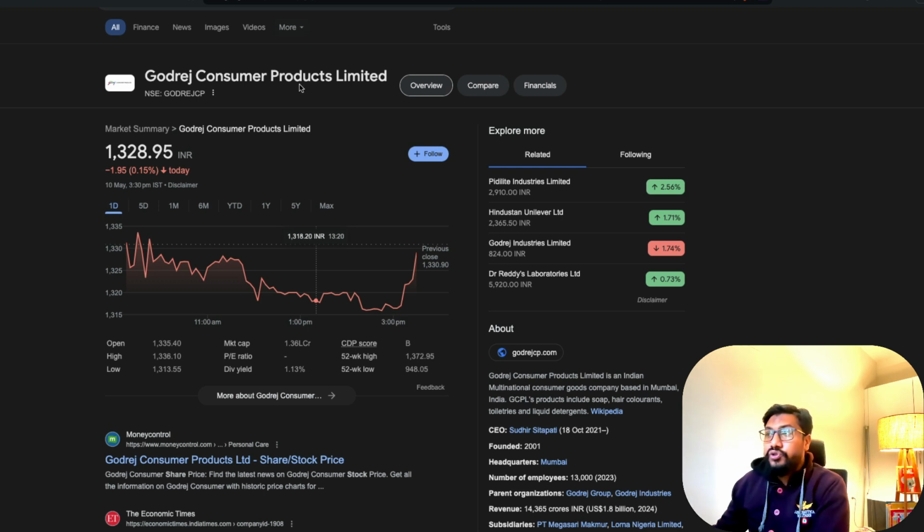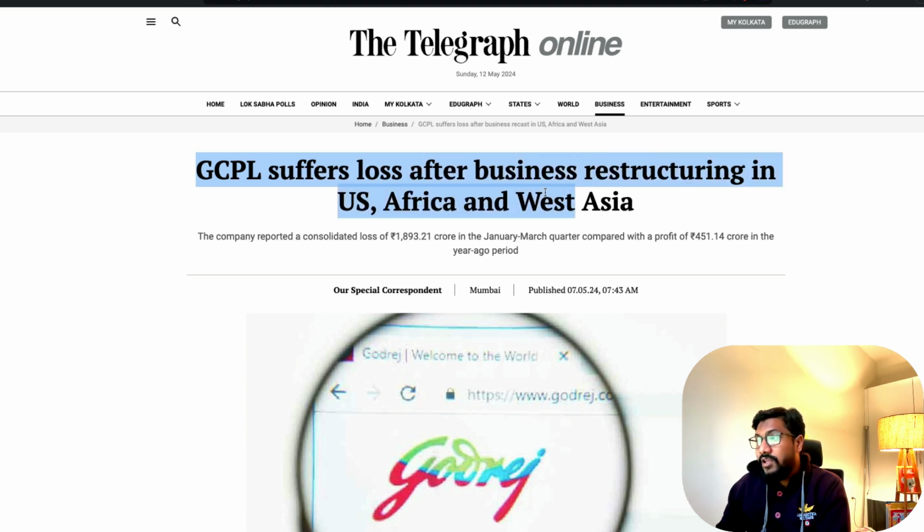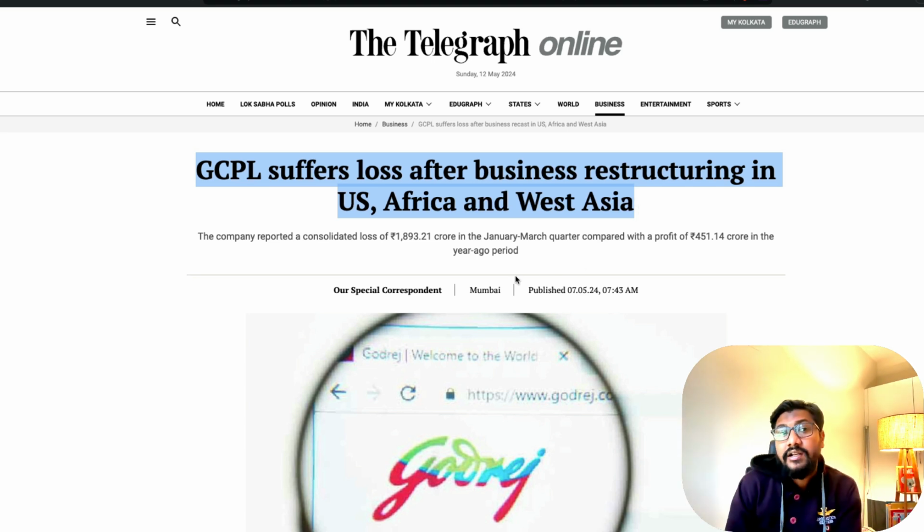So Godrej Consumer Products Limited, GCPL, is a stock that recently had a huge plunge, as you can see here. And one of the primary reasons why the stock had a huge plunge is because something happened with their business in Africa. So you can see, GCPL suffers loss after business restructuring in US, Africa and West Africa. And this was an article that was published probably a week ago. So what we are trying to understand is, if we ask this question, why did GCPL stock go down, whether the search engine can answer us with this exact particular point other than all the other reasons.